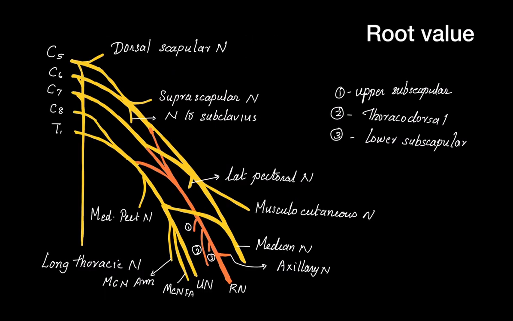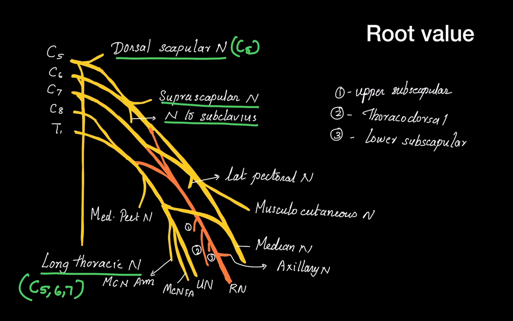Now let us see what is meant by root value. Root value of a spinal nerve means the number of spinal nerves which contribute to its formation. So we can see the dorsal scapular nerve arising from the C5, so its root value will be C5. And long thoracic nerve arising from C5, 6 and 7, so its root value will be C5, 6 and 7.